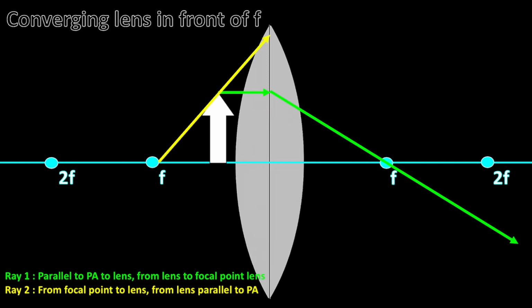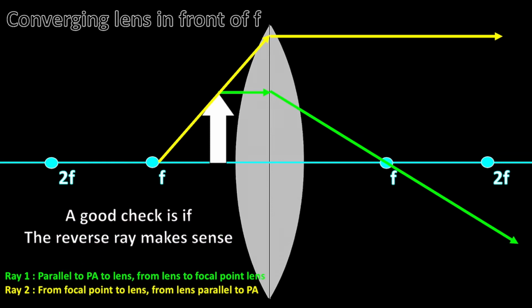So what ray 2 will look like is it's going to look like this, like it's coming from the focal point going towards the lens. And then it is going to refract parallel to the principal axis. This makes sense if we run it in reverse, that a parallel incoming ray like this would converge to the focal point. So that checks out.